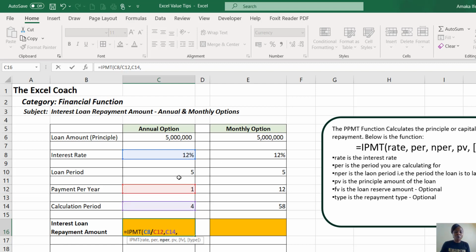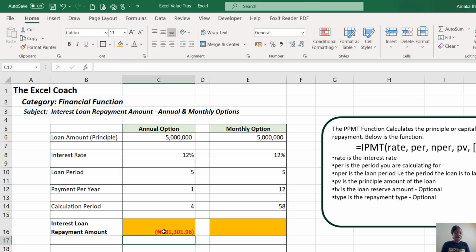So what is the loan period? What period does the loan cover? The loan period times the number of times we're making payments in a year. Good. So what is the present value, the principal amount of the loan? You select it and you close your bracket. You're good to go. So it means that in the fourth year, if you're choosing the annual option, this is the interest element you'll be paying on that loan.